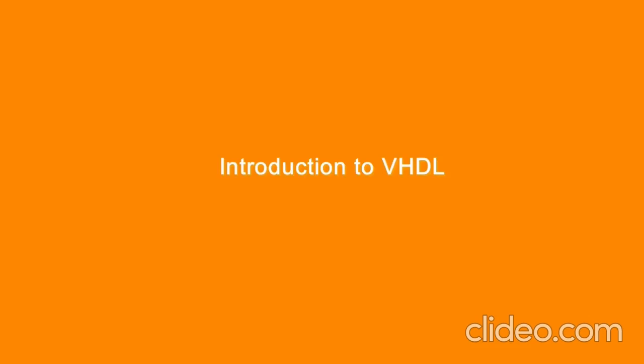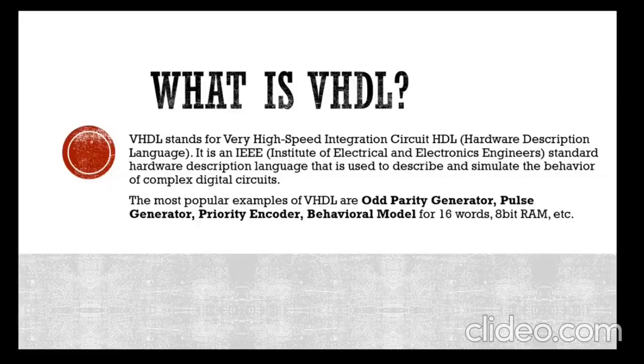So what is VHDL? VHDL stands for Very High Speed Integration Circuit, HDL. Actually, if you don't know, HDL means Hardware Description Language and it is an IEEE standard, which IEEE means Institute of Electrical and Electronics Engineering. And VHDL is a type of HDL, means it is a type of language which counts under HDL. And if you look at the examples, they are odd parity generator, pulse generator, priority encoder, behavioral model, and etc.